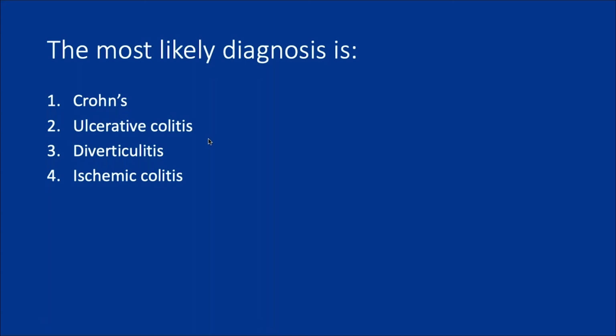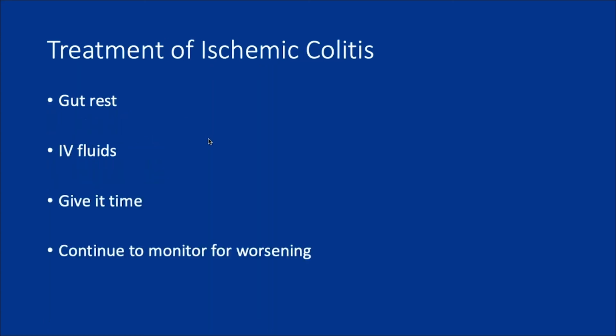Diverticulitis would not be part of that, nor ulcerative colitis or Crohn's. Ischemic colitis is the most likely diagnosis for this patient. And here, the treatment for ischemic colitis, especially in a younger patient, is gut rest, IV fluid, give it time, and continue to monitor for worsening. The chances of this worsening are very, very low in this particular patient.